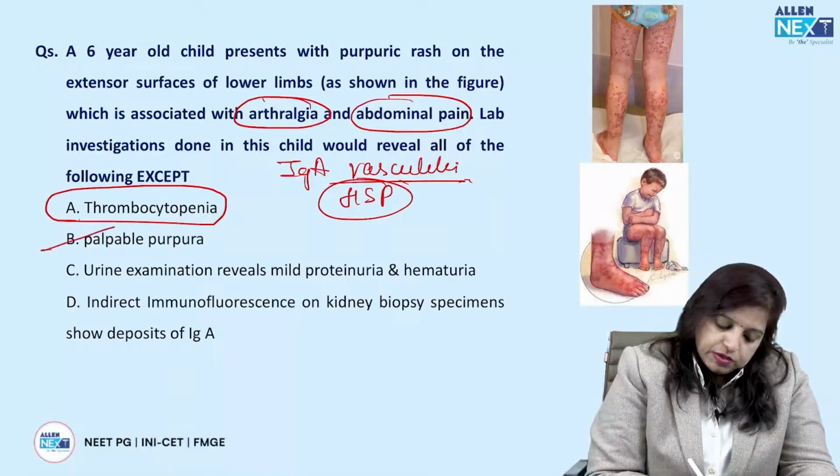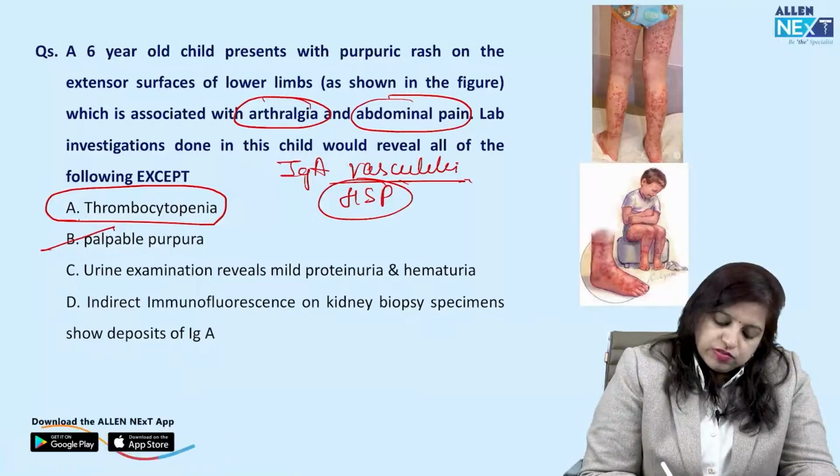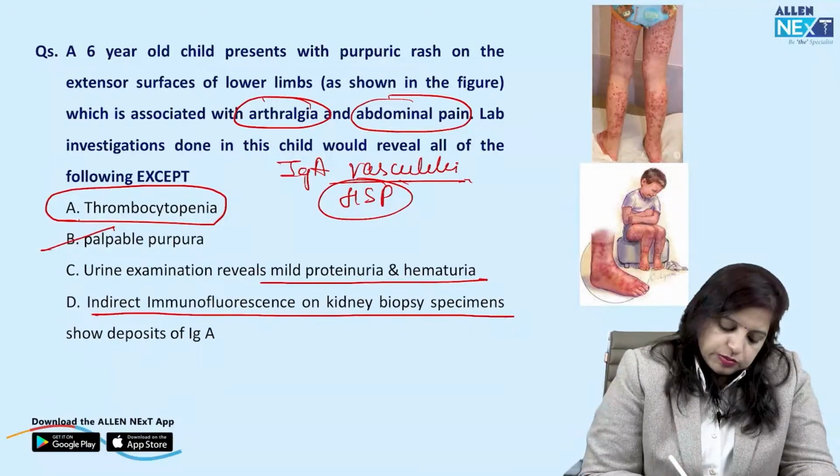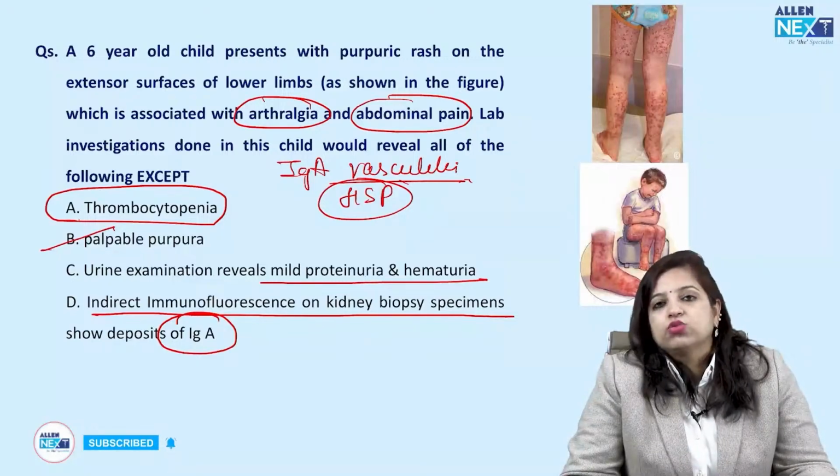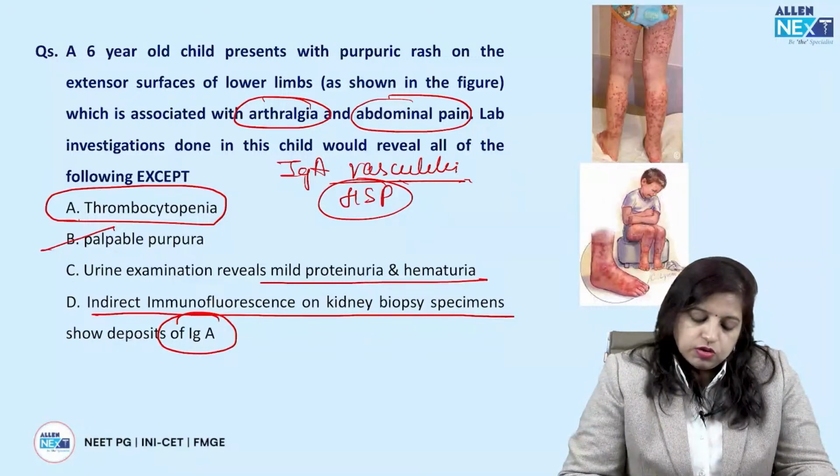What is seen is a palpable purpura, and urine examination reveals mild proteinuria and hematuria, and indirect immunofluorescence on kidney biopsy specimen will show deposits of IgA. No wonder the other name is IgA vasculitis, right? So, that is it about HSP.